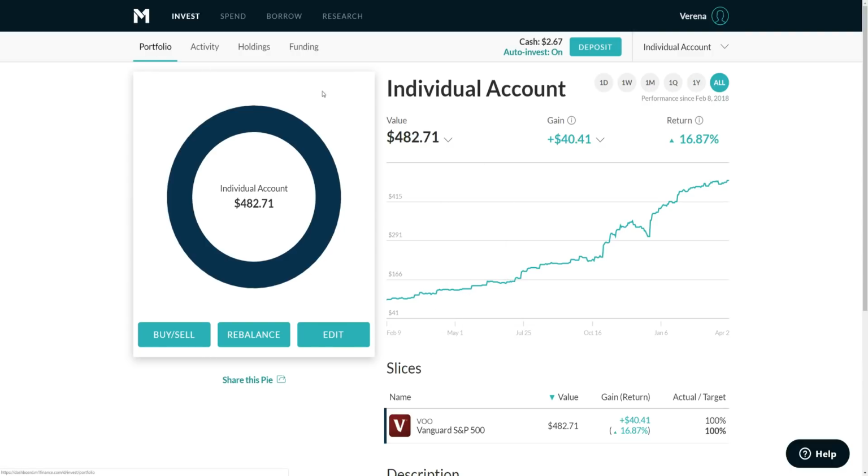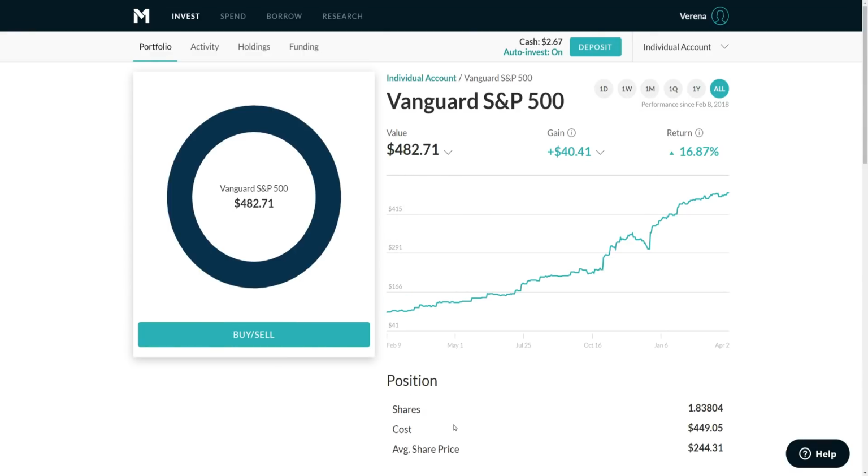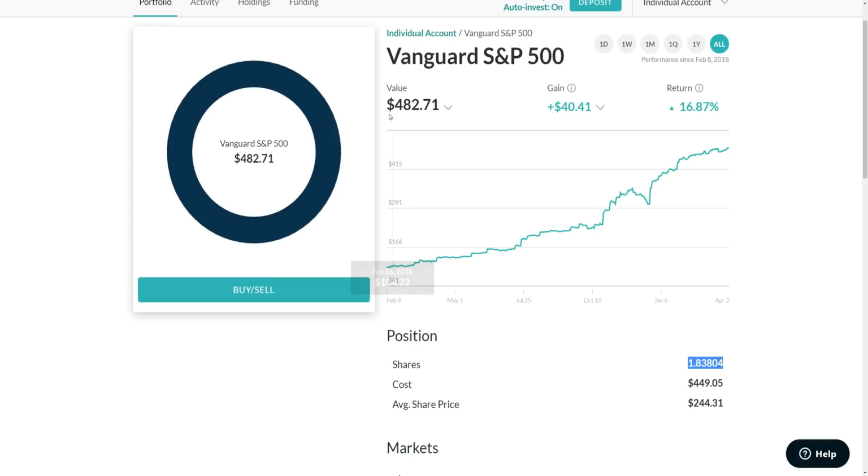So let's go ahead and get into it. Inside of this individual account, this is a taxable account over on M1 Finance, I only hold one ETF. I make it very easy to just continuously buy into the specific fund. Now I own a little under 2 shares there, and that is because on the M1 Finance platform, you are able to invest in partial shares.